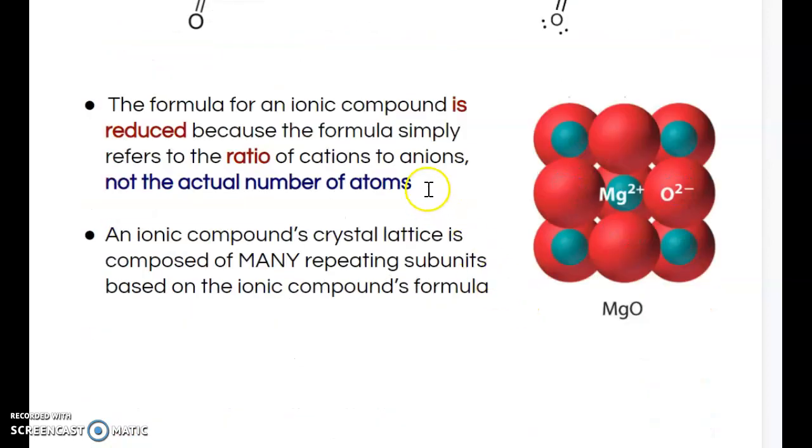The formula of an ionic compound, like I said, is always reduced because the formula simply refers to the ratio of cations to anions, not the actual number of atoms. Any ionic compound crystal lattice is composed of many repeating subunits of that specific combination of atoms. So magnesium oxide: you have one magnesium, one oxide, and that is just repeated a million times or a billion times to form magnesium oxide.